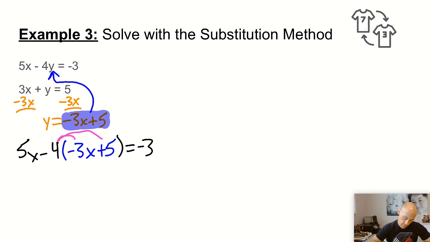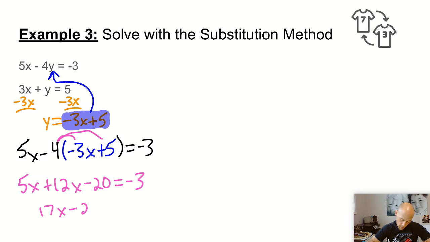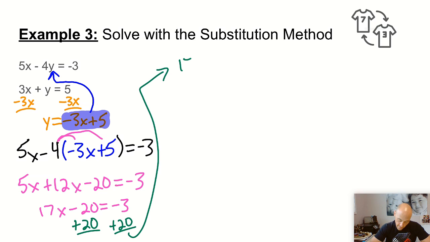So it's going to be a 5x plus 12x minus 20 equals negative 3. I can combine those x terms right there, and I'll get 17x minus 20 equals negative 3. To isolate my x term, I need to add 20 to make a 0 there. So I get 17x equals 17.